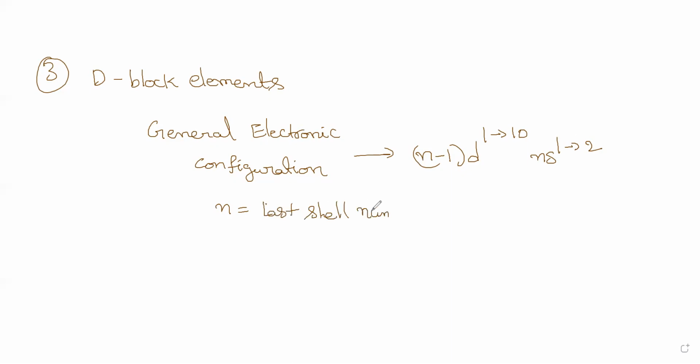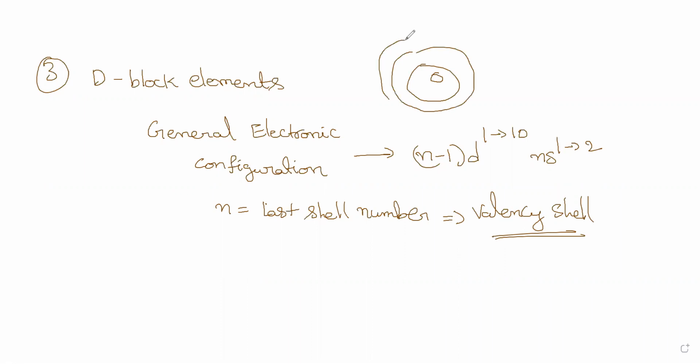Why is the last shell number called the valency shell? Whichever is the last orbital where electrons are filling, that is called the last shell. Okay? The last orbit having electrons is called the last shell.